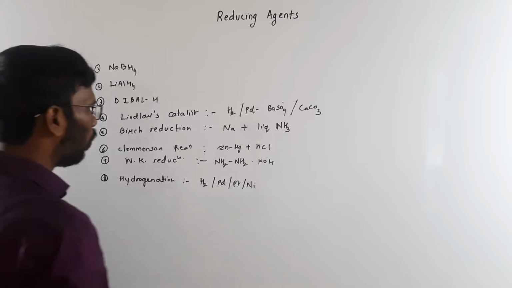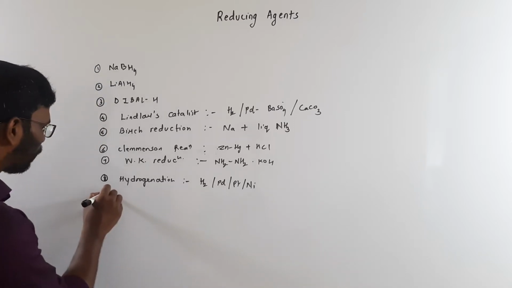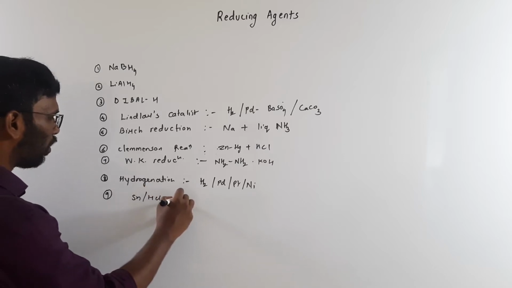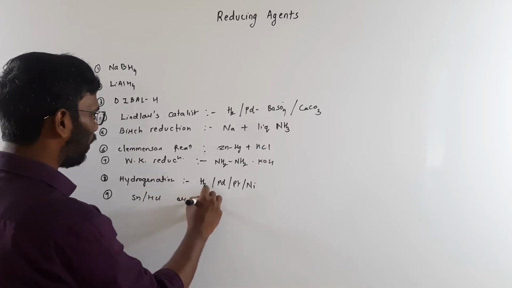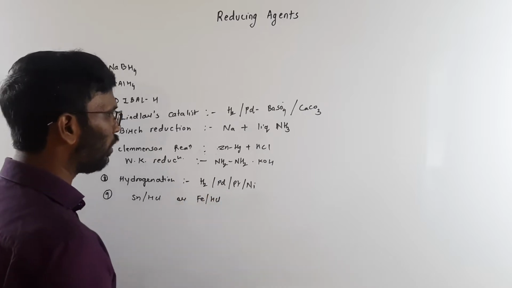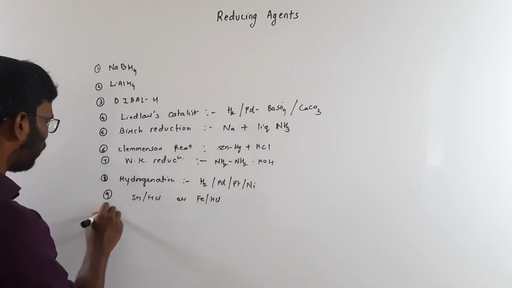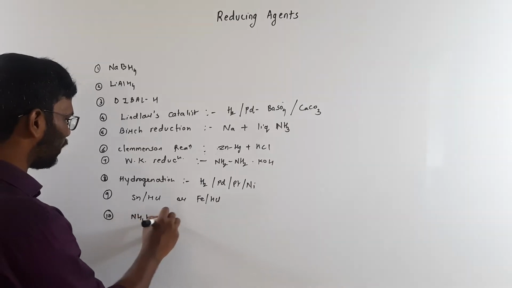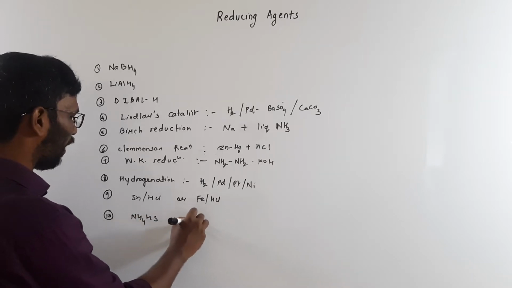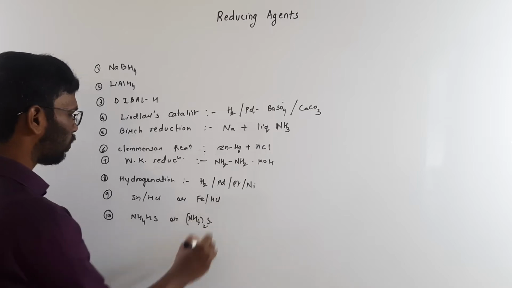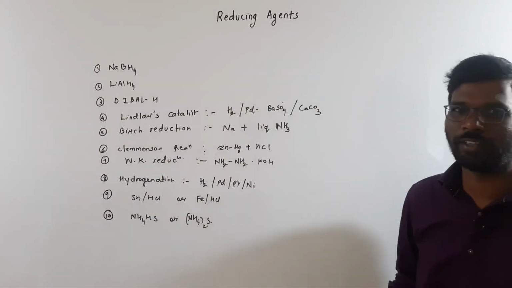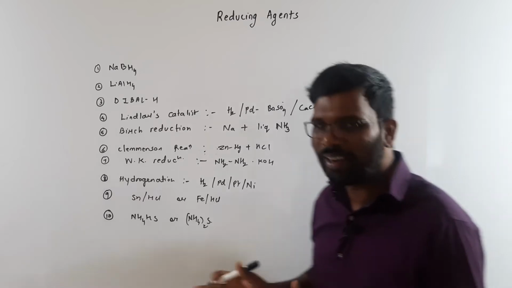Then more reducing agents, we'll write Sn/HCl, or it is Fe/HCl. This is another reducing agent. Then the tenth one is NH4HS, or (NH4)2S. These are the different reducing agents we have listed over here.